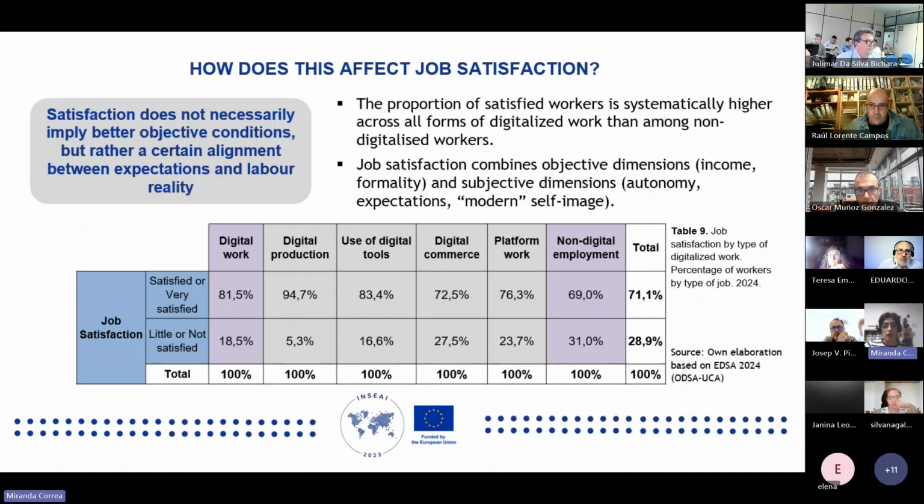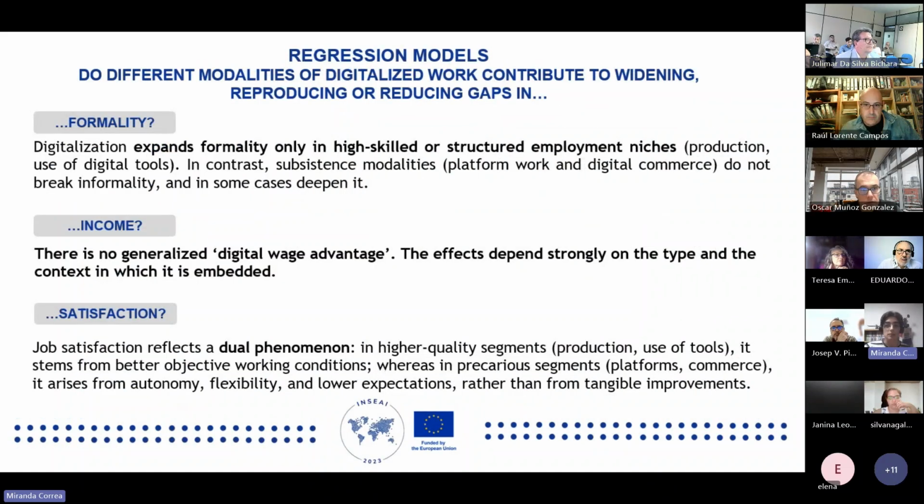So to check if these gaps persist after accounting for other factors, we ran a set of regression models. We looked here at 2 dimensions: whether the person is salaried or not, and whether they work in a structured sector or in a micro-informal one. We also adjusted for some socio-demographic factors like level of education, age, gender, and household headship.